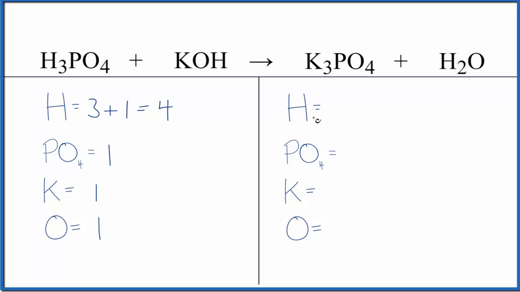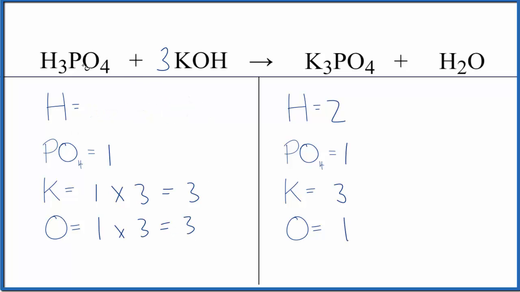For the products, we have hydrogens. We have the 2, we have 1 phosphate again, 3 potassiums, and just the 1 oxygen. I like to leave hydrogens and oxygens until last, so let's balance the potassium atoms here first. We have 3 and 1, so we have to put a 3 in front of the KOH. 1 times 3, that'll balance the potassiums, but this 3, it goes to everything. So we have 1 oxygen times 3, that'll give us 3 of those, and let's update the hydrogens.